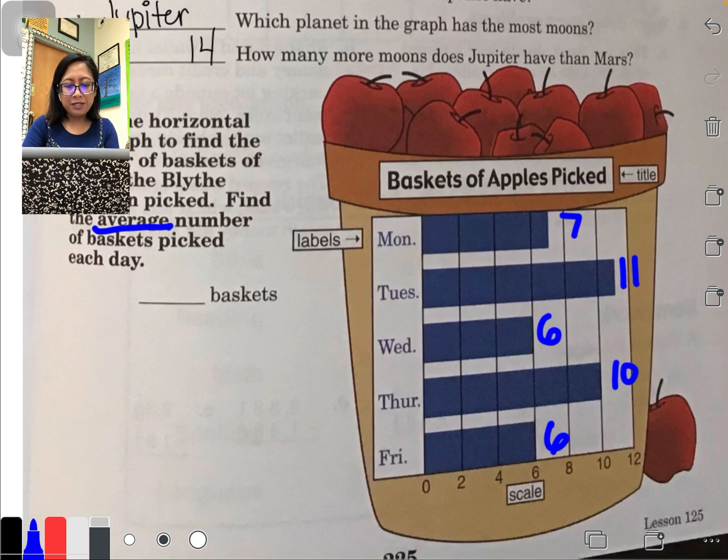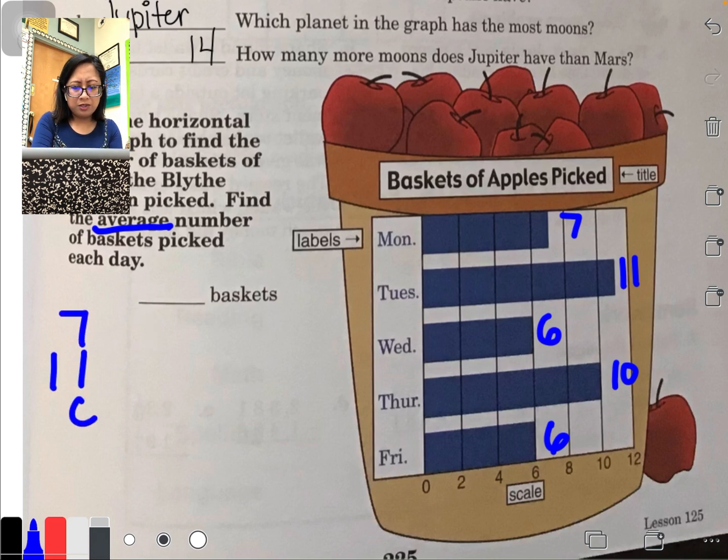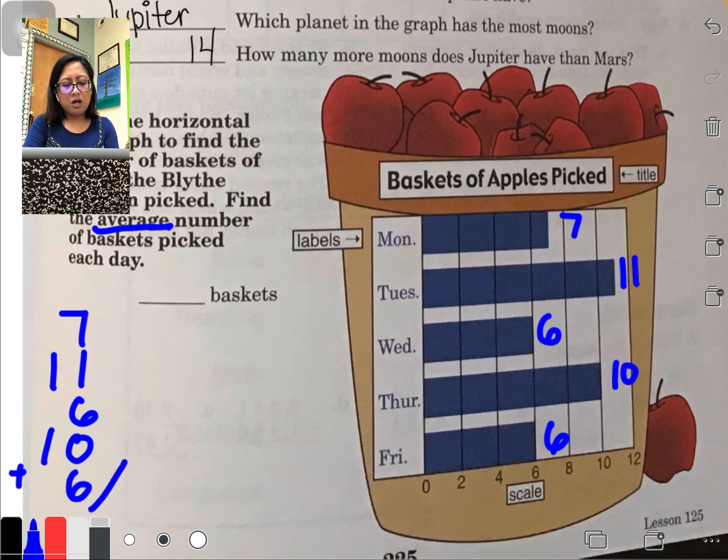So on Monday, the Blythe family picked 7 baskets. On Tuesday, let me write 7 over here. On Tuesday, there were 11. Wednesday, there were 6. Thursday, there were 10. And on Friday, 6 again. So make sure you write this down, and we're going to add all of this, right? Because when we average, the first thing we do is add.